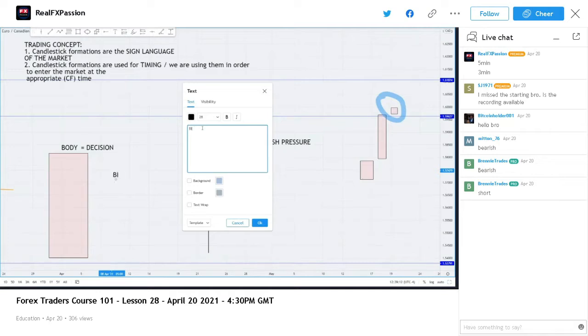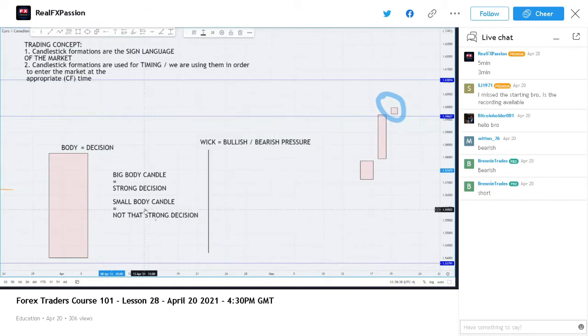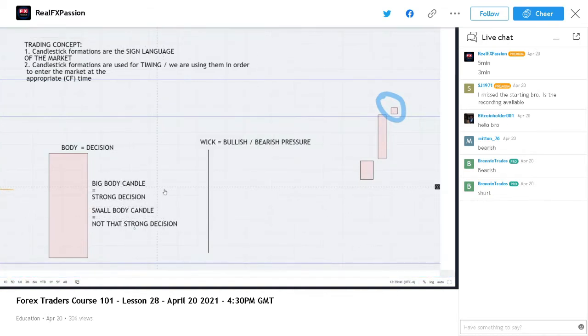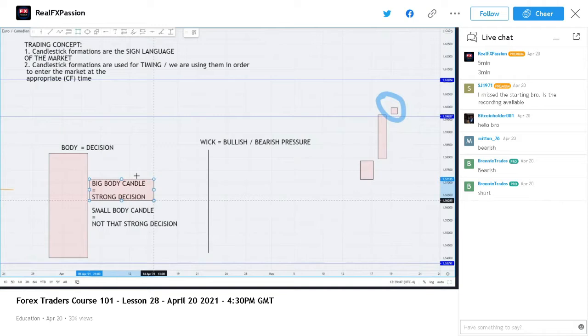trader. So big body candle would equal strong decision, okay, and small body candle would equal not that strong decision. Make sense, everybody? So big body candle equals strong decision. Small body candle, not that strong. So this would be one, and this would be the second one, right?